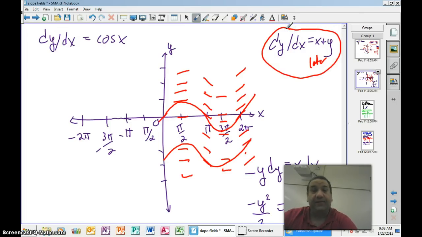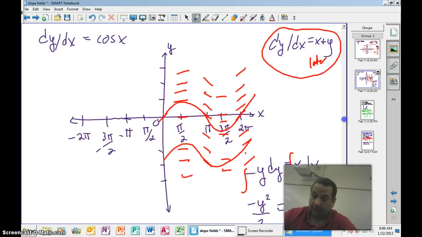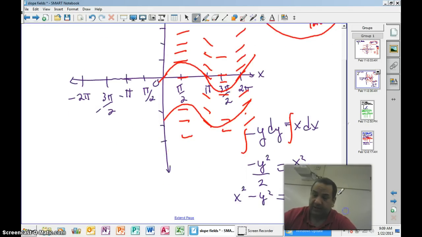Sometimes we're asked to solve that. Like they'll give you a slope field problem, then they'll say solve it. So we're going to separate the variables. We're going to put the x on the one side and the y on the other side. This is actually subtract y, so we get negative y dy equals x dx like this. Integrate both sides. If I integrate them, I get negative y squared over 2 equals x squared over 2. And then I get my circle. Okay? So that's x plus y.